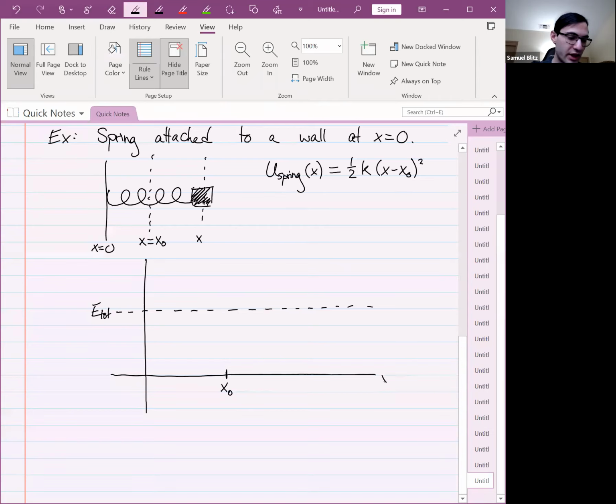So here we have the x coordinate. Here we have energy again. And so our energy diagram would look something like this. That's a really good parabola. I'm going to give myself some credit for that.